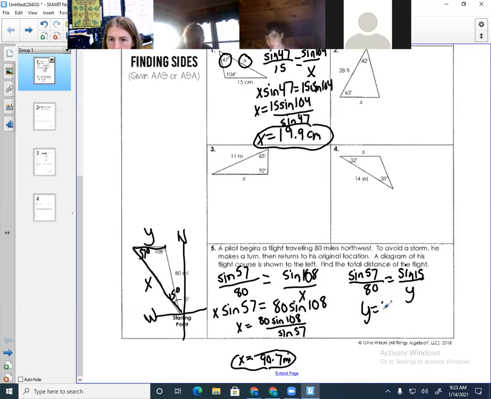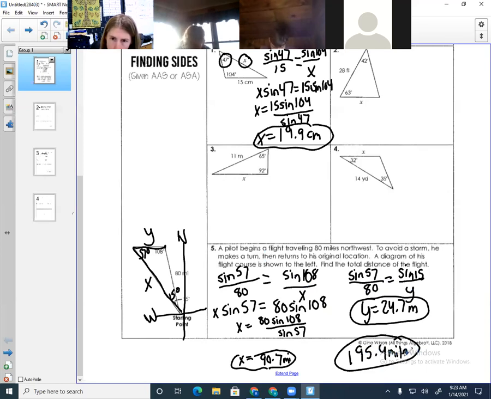All right, so everybody got it, it seems like everybody's getting it. y is 24.7, and this is miles, sorry. What are we going to do with these two answers? Add them. Great, I'm going to add them together, I get 195.4 miles. I really should write out miles, because that looks like meters.